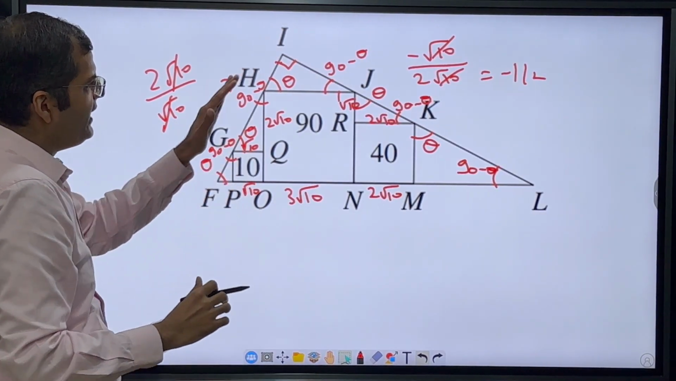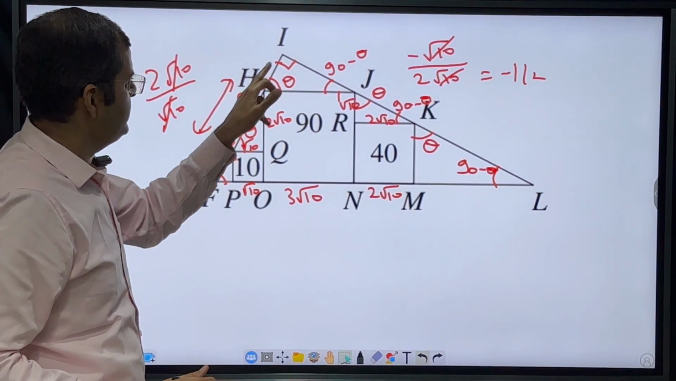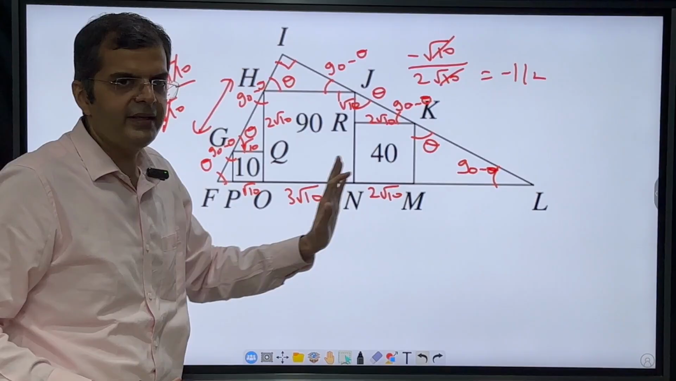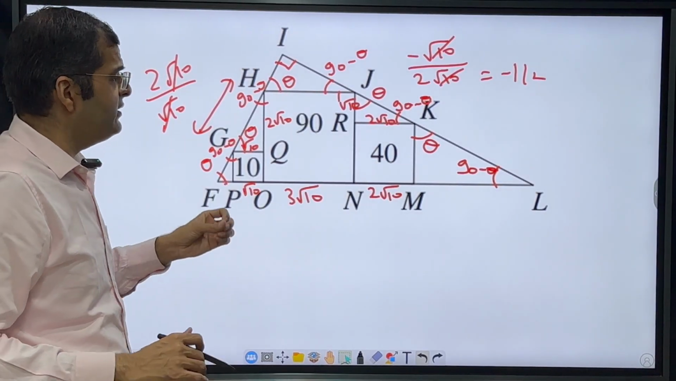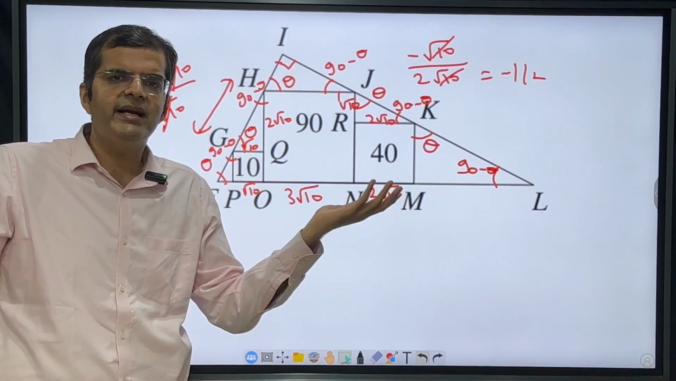Now, each of these right angle triangles, in fact the bigger one also, has angles theta, 90, and 90 minus theta. All of these triangles are similar because they have angles theta, 90 minus theta, and 90.